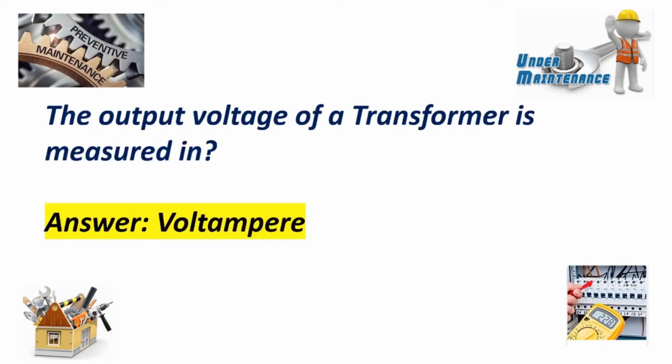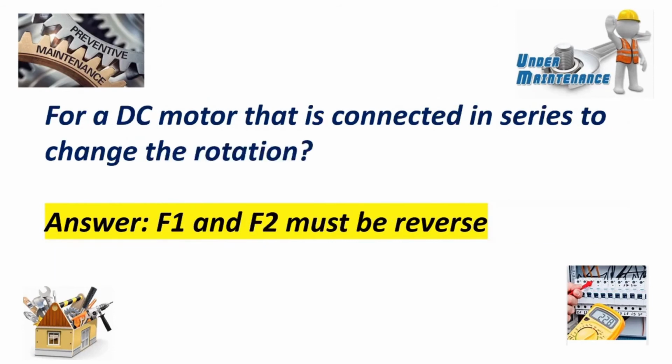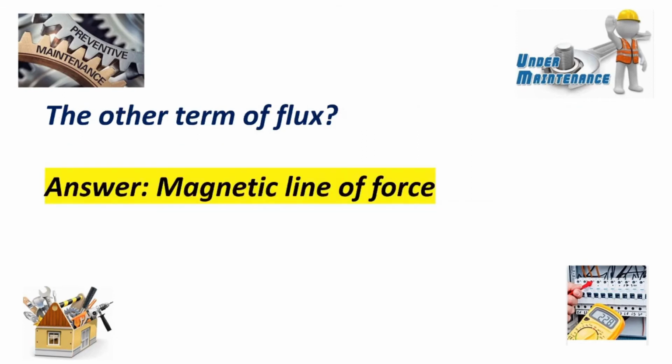The output voltage of a transformer is measured in. Answer: volt ampere. In order to change the rotation of a three-phase motor. Answer: interchange or reverse any two of the three wires. For a DC motor that is connected in series, to change the rotation. Answer: F1 and F2 must be reversed. The other term of flux. Answer: magnetic line of force.